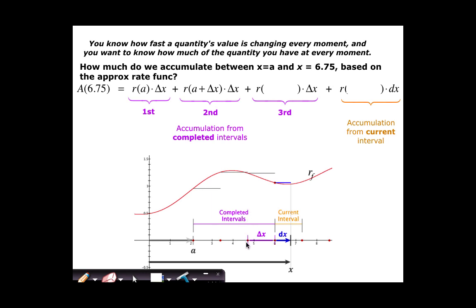So a is the beginning of the first interval, generally speaking. It could be 0, which would make this all a lot easier to write. But it doesn't have to be. So I have a, and then a plus 1 interval width, a plus delta x, a plus 2 delta x, a plus 3 delta x, and so on and so on.